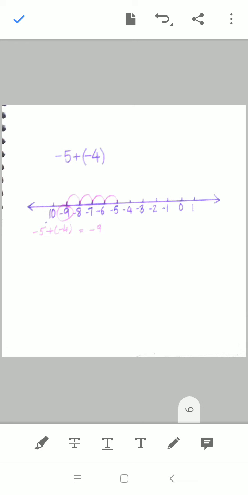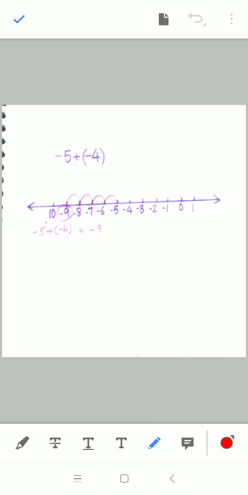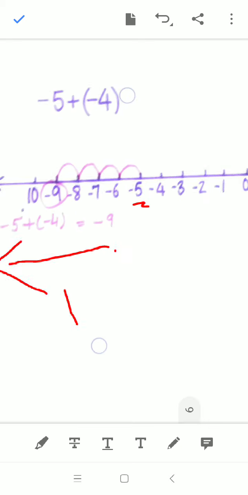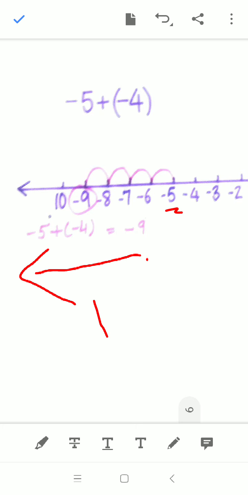Let us see one more. Both are negative numbers, minus 5 and minus 4. We directly started from minus 5. Since the second addend is minus 4, we need to move to the left side of the number line from minus 5. And how many units? 4 units. When we count 4 units, we reach minus 9. Minus 5 to minus 6, minus 7, minus 8 and minus 9. So that is the answer.